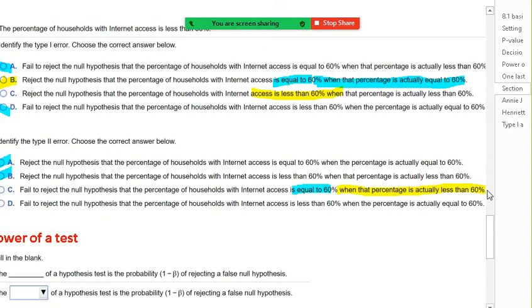So let me just convince myself again that this is the right one. Fail to reject the null hypothesis. The percentage of households with internet access is equal to 60%. So this is fail to reject our H naught when HA is true. So that's our type 2 error right there for C. Okay. Comments or thoughts on that last one there?